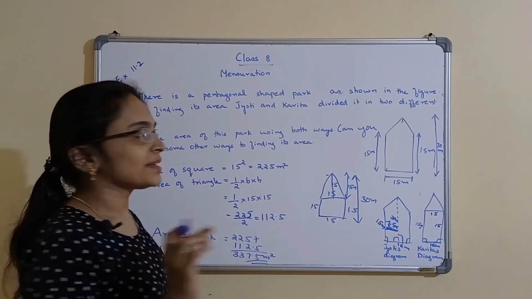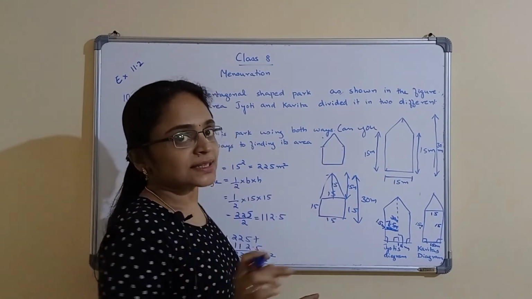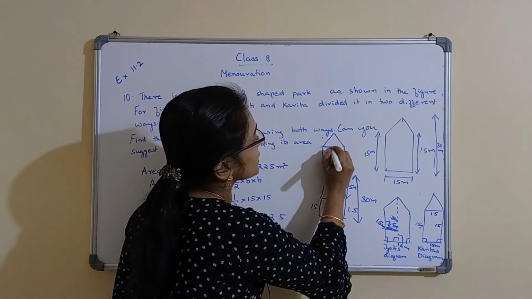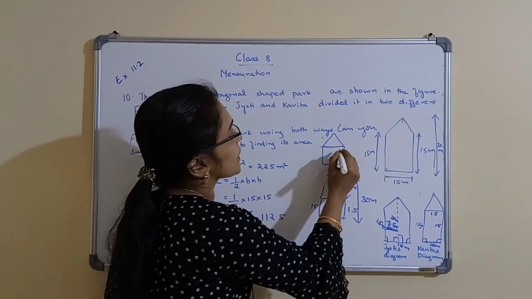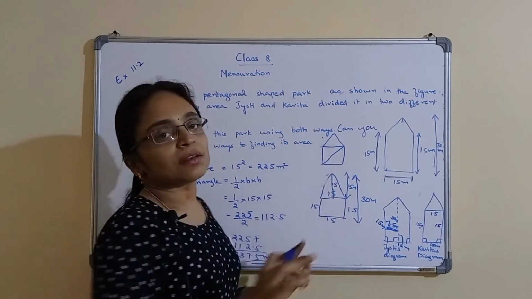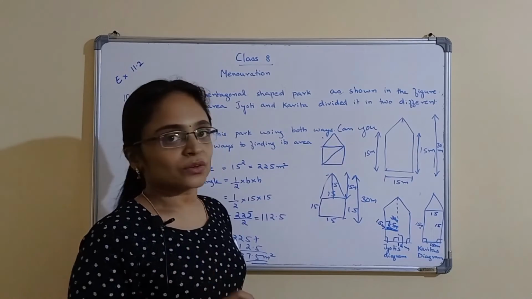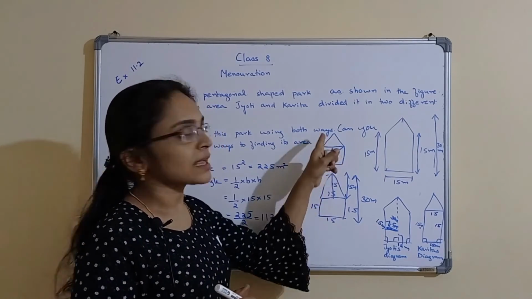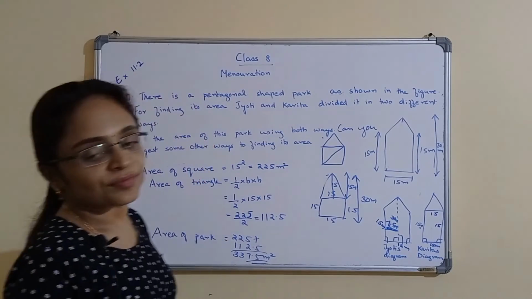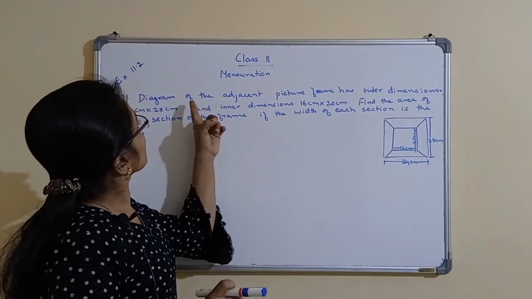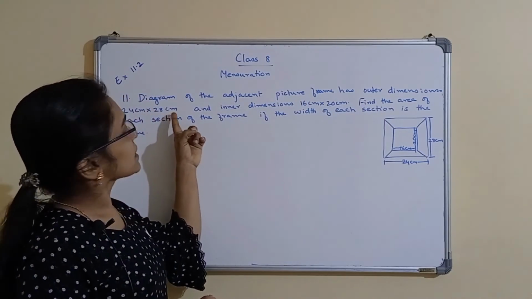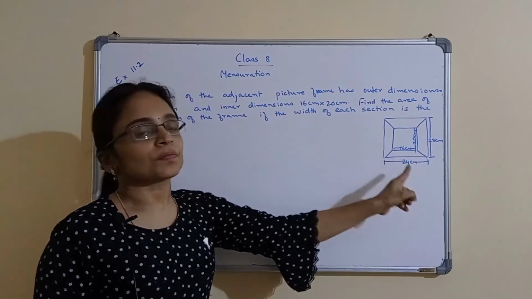Now we can use another method to find the area because they have asked, can you suggest some other ways to find the area? The park is like this. Now we can find the area of this by dividing into this triangle, then two triangles like this. So we can find the area using this method also. Okay, and adding these areas we can find the area of this park. Okay, understood?